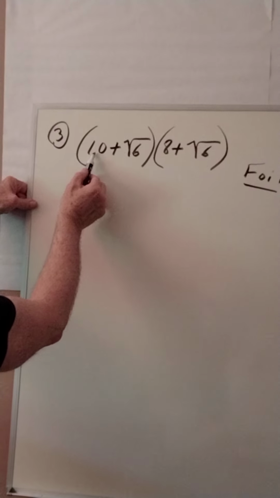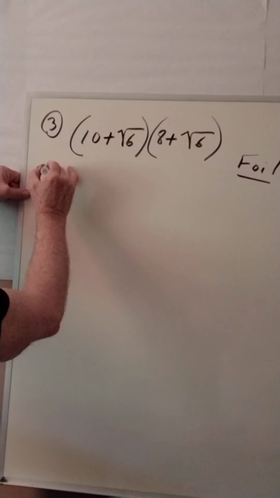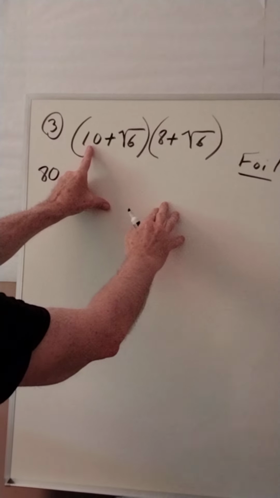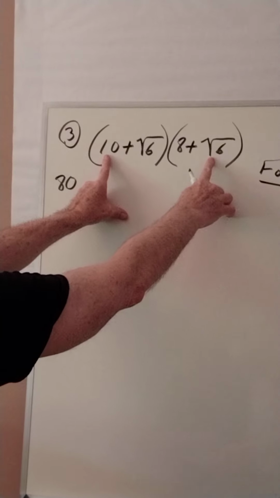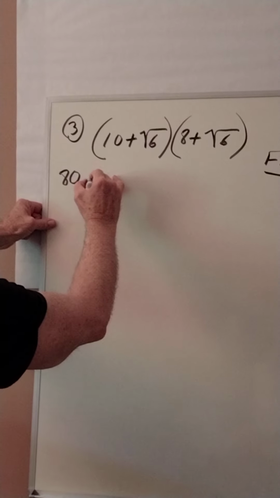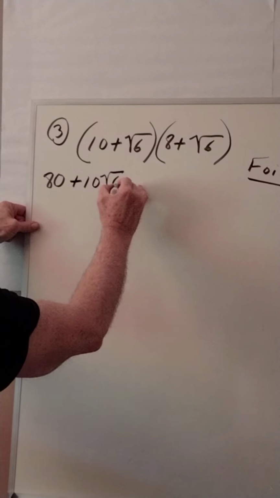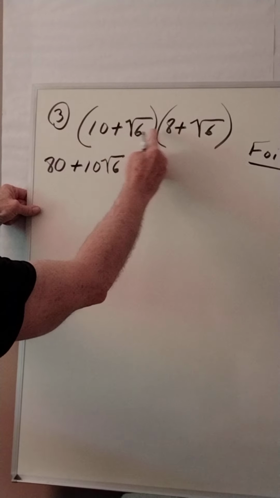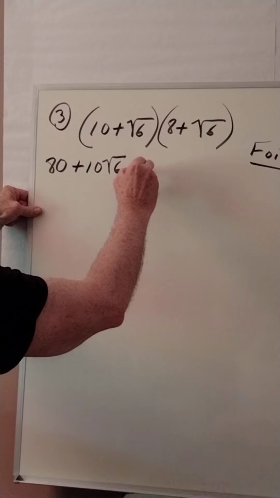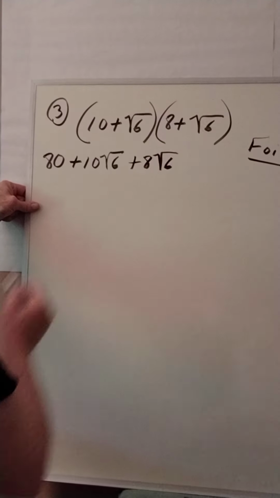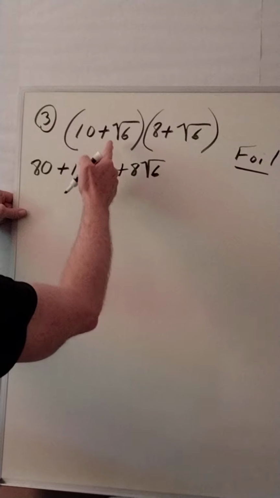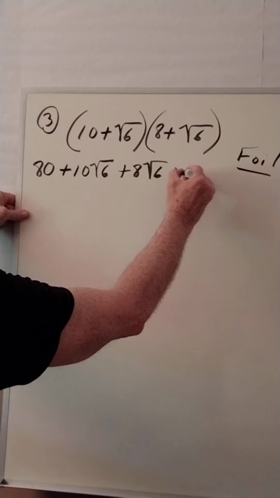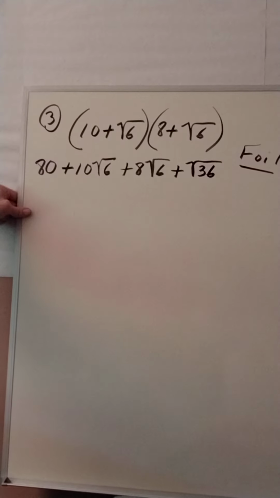Multiply the first terms. 10 times 8, 80. Go to the outer. Outer, outer. They're both positive. Positive 10 root 6. Inner. That's positive. 8's positive. Positive 8 root 6. And then the last. Positive root 6 times positive root 6. One radical, positive root 36.